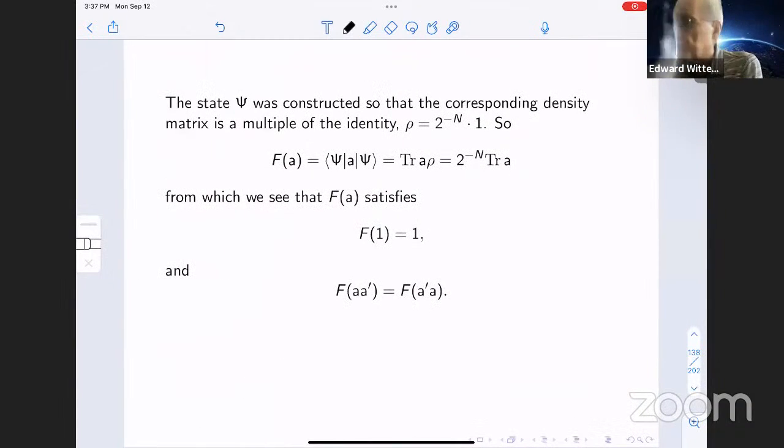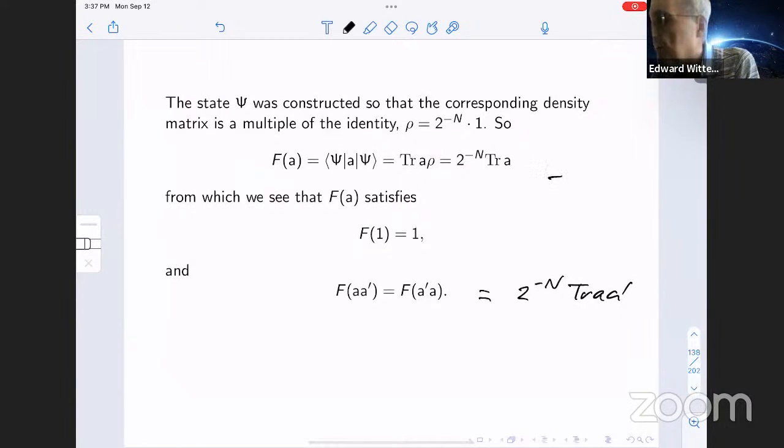Since it is such a multiple, you see that f of a prime a is equal to f of a a prime, because they're both equal to 2 to the minus n times the trace of a a prime. And the coefficient 2 to the minus n ensures that f of 1 is 1. So the trace, I should say, is the trace in the Hilbert space of system A, ignoring system B.